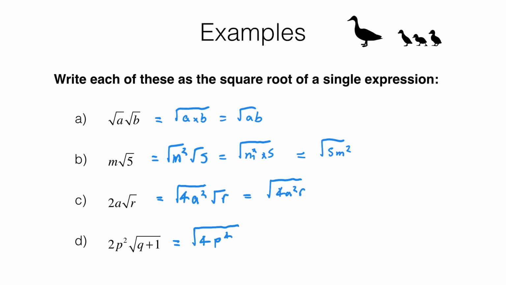And then that's multiplied by the square root of q plus 1. Now q plus 1 is one expression, so I'm going to put brackets around it. So then I can rewrite this as 4p to the 4 bracket q plus 1 with the square root sign over everything. So this is one single square root here.